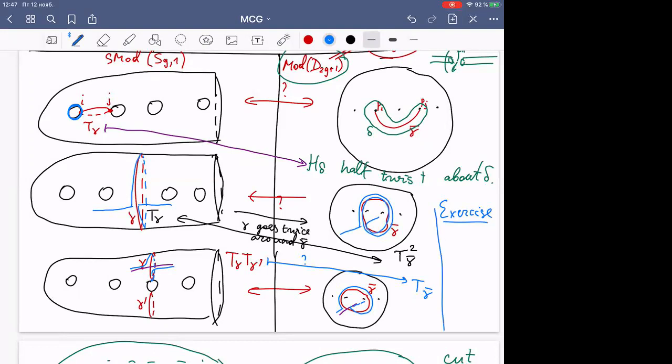I was not very careful about details here. It is a good exercise to understand that we indeed have these three cases. Then a Dehn twist about a symmetric non-separating simple closed curve goes to a half twist, and a Dehn twist about a separating symmetric simple closed curve goes to the square of the Dehn twist downstairs, and the product of two Dehn twists about simple closed curves symmetric to each other goes just to the usual Dehn twist downstairs. Okay.